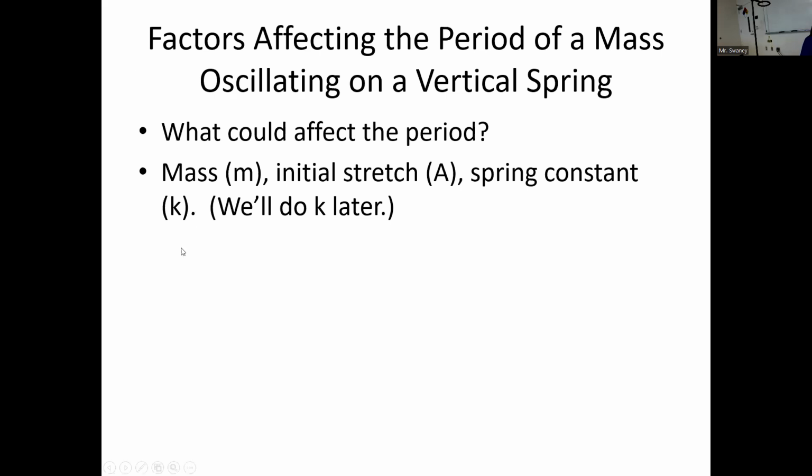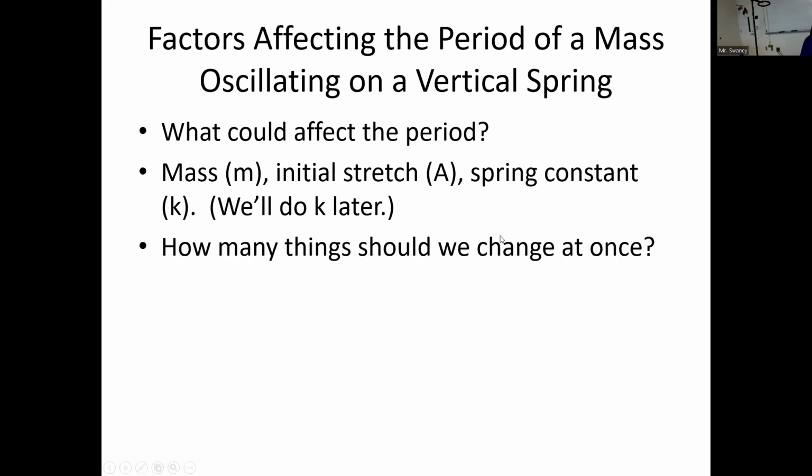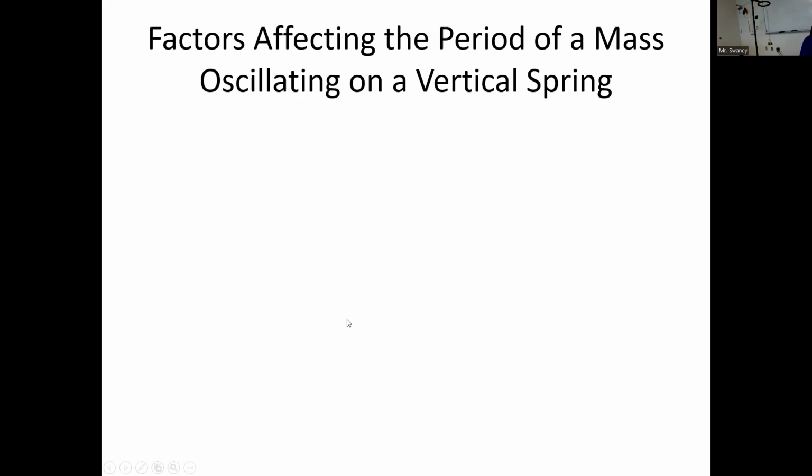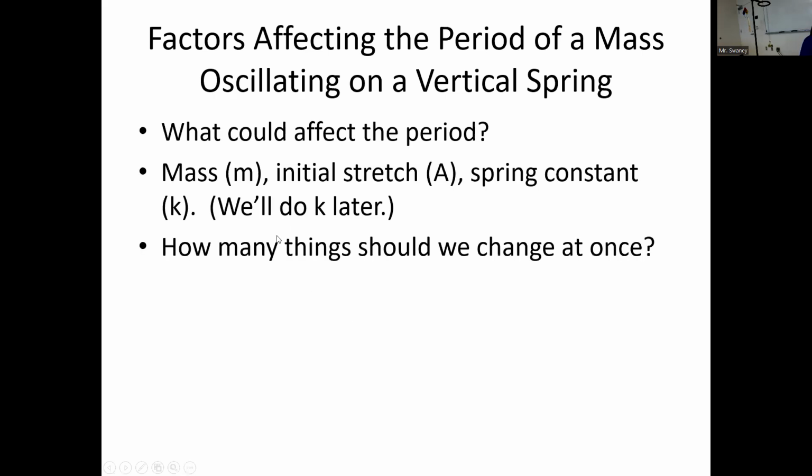Okay, so how many things should we change at once when we do a lab? We can't change all 3 of these at once and figure out how they affect the period. We should change one thing at once. We'll do K later together, but we're going to change one of these. So some groups are going to be changing mass and leaving the stretch constant. And some of you will be leaving the mass constant and changing the stretch.